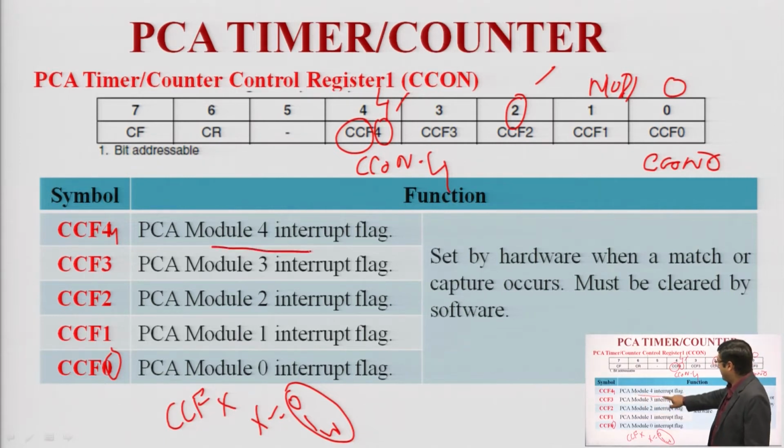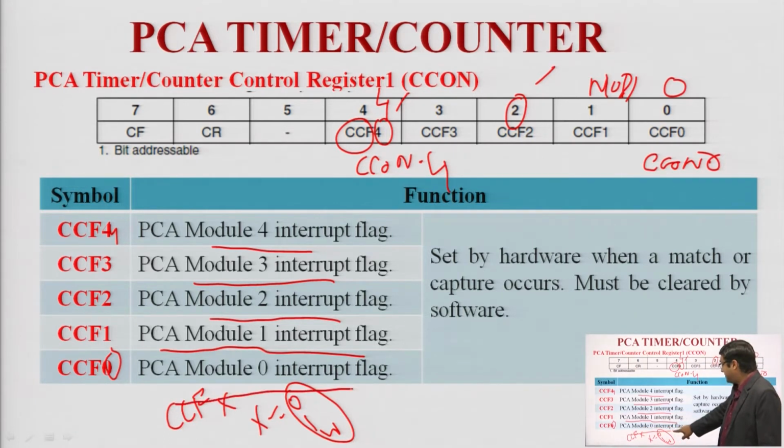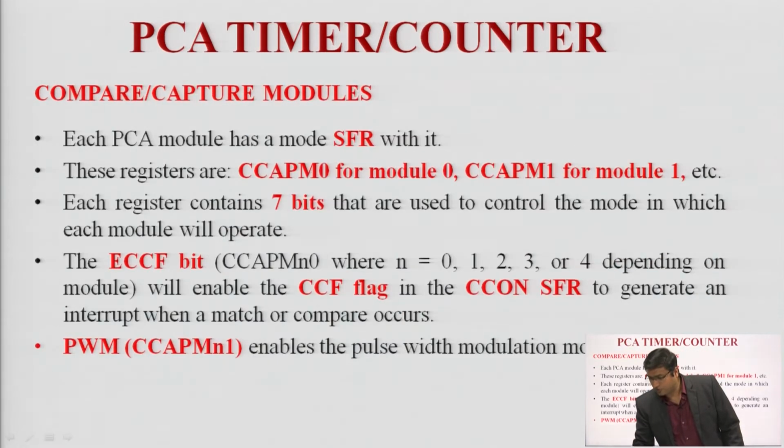So, CCF 4 is the PCA module 4 interrupt flag, CCF 3 is the PCA module 3 interrupt flag, CCF 2 is the PCA module 2 interrupt flag, CCF 1 represents the PCA module 1 interrupt flag, and CCF 0 represents the PCA module 0 interrupt flag. Basically, these are set by the hardware when a match or capture occurs. We will see in further slides what a match is, between which registers the match or comparison occurs, and it must be cleared by software. Okay. So, this is all about the CCON register, the counter control register.